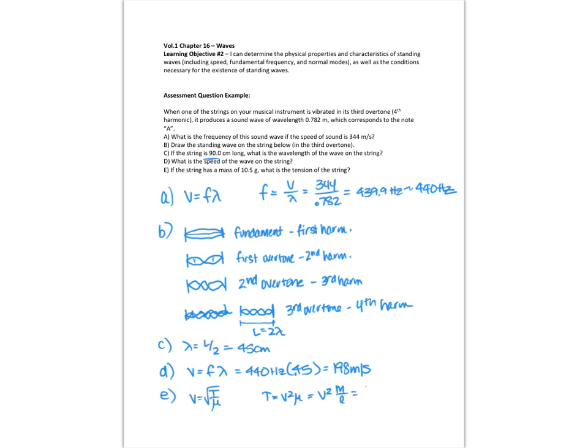So I have everything I can plug in. 198 is the speed. The mass is 10.5 grams, so I have to multiply that by 10 to the minus third to put it into kilograms. I might have said that backwards. And then the length is 90 centimeters or 0.9 meters. This gives me the tension in the string, which is 457 newtons. Seems kind of big, but I made some stuff up here, so maybe that's why.